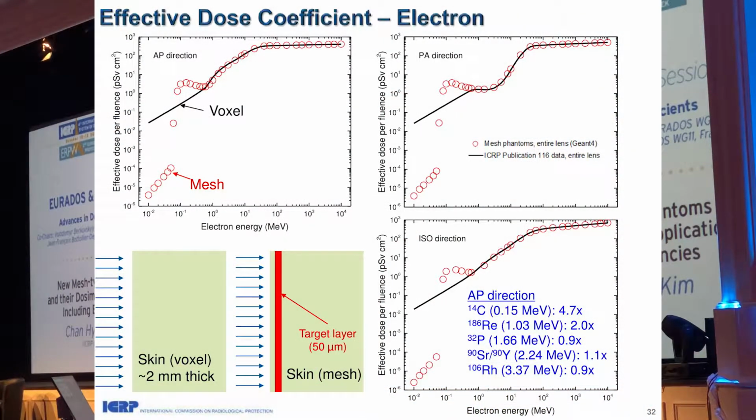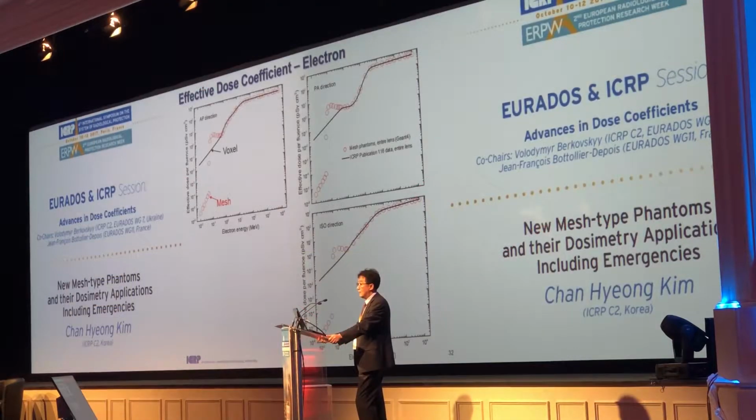Okay, this slide shows the effective dose coefficient for electrons, and now we can see a big difference. Now the difference is like 7,000 times for the AP direction. This problem is solved by using another stylized phantom to mimic the skin.